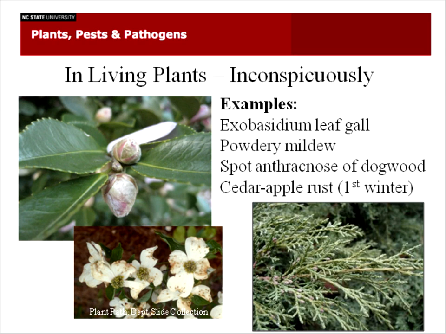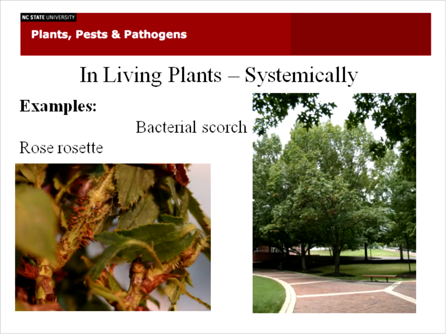Spot anthracnose of dogwood, which is all over us in the spring, where is it now? Well, it's in infected twigs and even infected fruit. And finally, probably one of the most famous of all, cedar apple rust, but many people may not be aware that that first winter, in other words, the juniper twigs that were infected this spring, are not going to be showing symptoms. That gall will develop next summer and then produce spores the following spring, the spring of 2012.